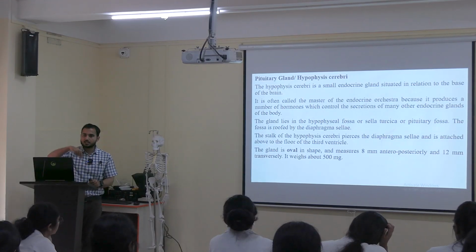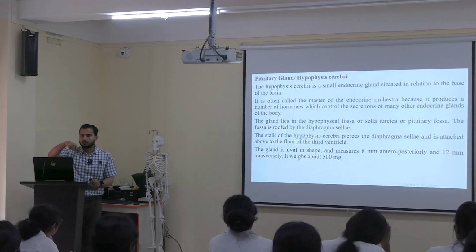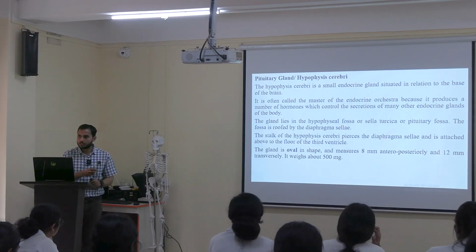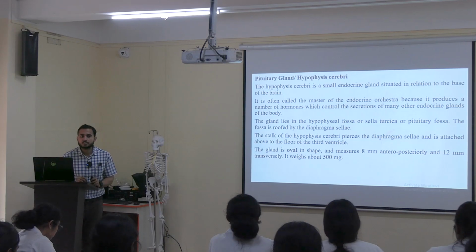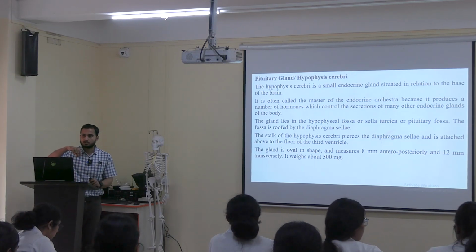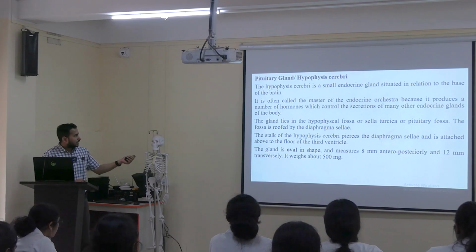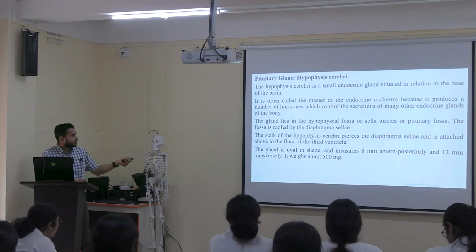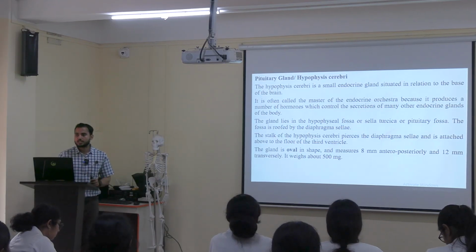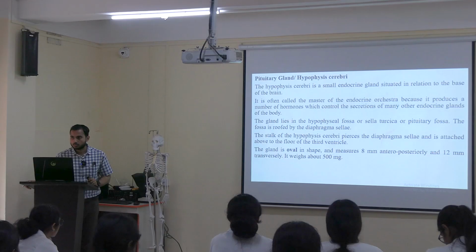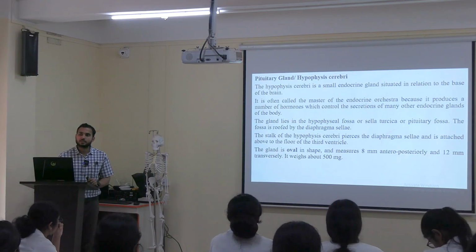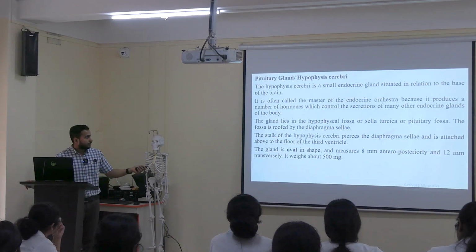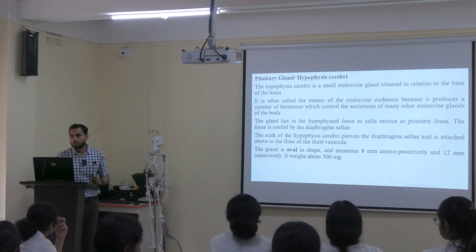So in this fossa it is in the hanging condition. I hope you know what a fossa is. So in that particular fossa, how is the pituitary gland situated? Hanging condition. Okay. Now the roof of the fossa is formed by the diaphragma sellae. Diaphragma sellae is nothing but a part of the dura mater. Dura mater, arachnoid mater, pia mater, these are folds, dural folds. So this diaphragma sellae is a fold of dura mater.